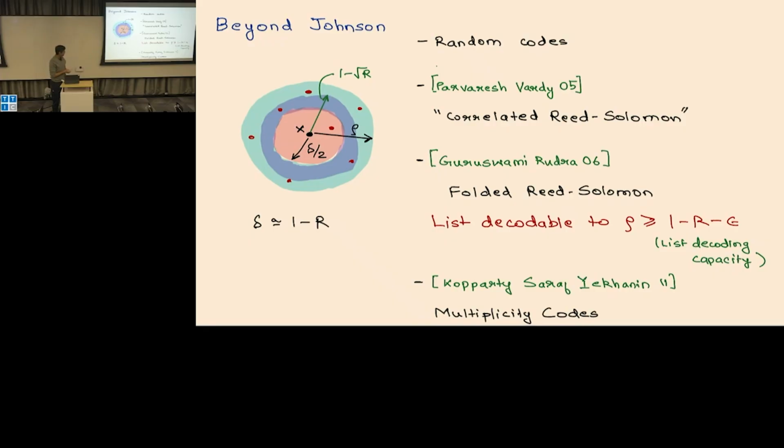And there are also later constructions called multiplicity codes, which also achieve this maximum possible list decoding radius, also known as list decoding capacity. So that's the best we can hope for. And random codes often do the best possible thing in many settings, but it's hard to have algorithms. And these are algebraic constructions which actually achieve these list decoding capacity results. Okay. Any questions?